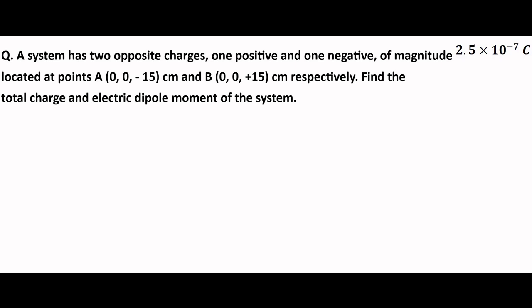Okay. So here, first, we have the three coordinate axes. Let's say this is the x-axis, this is the y-axis, and this is the z-axis. So this is the positive z-axis and this is the negative z-axis.